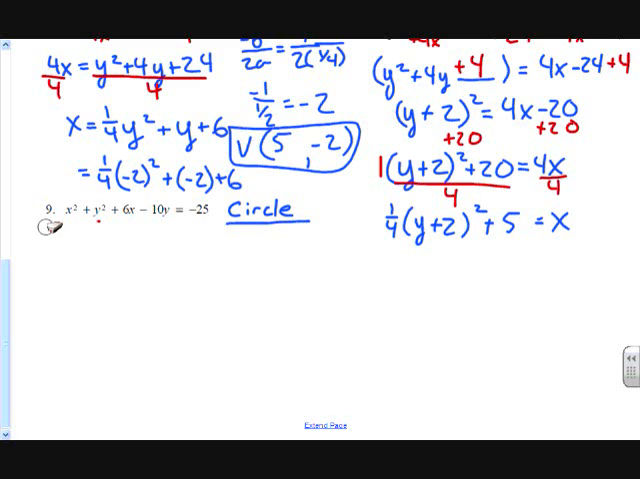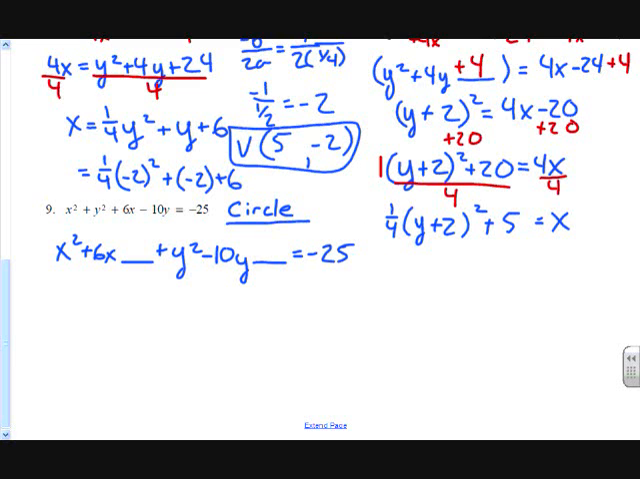It's a circle. In order to put this in the standard form for a circle, I just have to complete the square twice. The constant term has already been moved, so I'm just going to rewrite this and create some space. So it's x squared + 6x with a little bit of space, + y squared - 10y with a little space, equals the -25. So now I can complete the square.